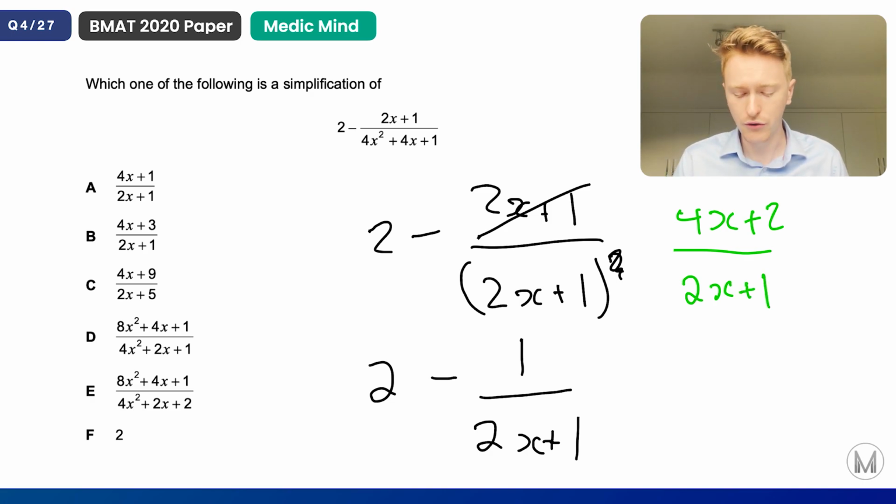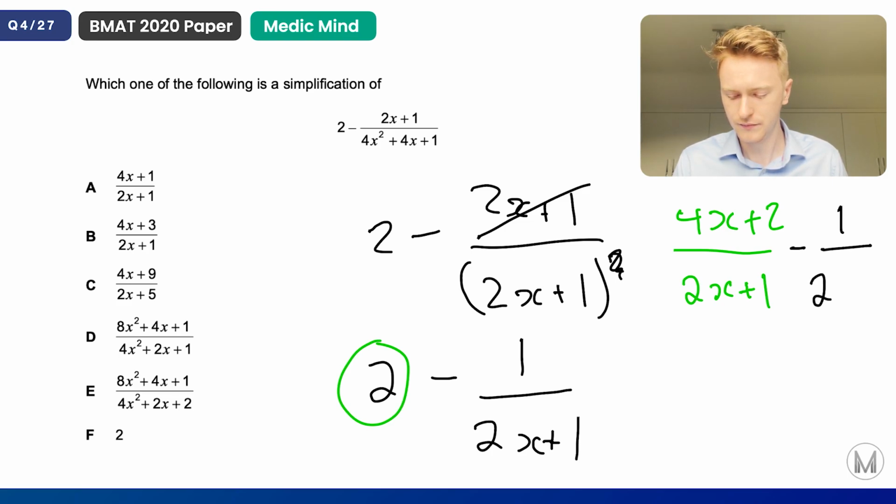You can see that the bit in green is identical to the number 2. And then we can finish off writing the rest of the equation. Once we have this equation, it's easy to see how it simplifies. The 4x plus 2 can be combined with the numerator of minus 1 on the top, so we end up with a numerator of 4x plus 1. The denominator stays the same, so 2x plus 1. And looking at the answer options, we can see that fits with answer option A.